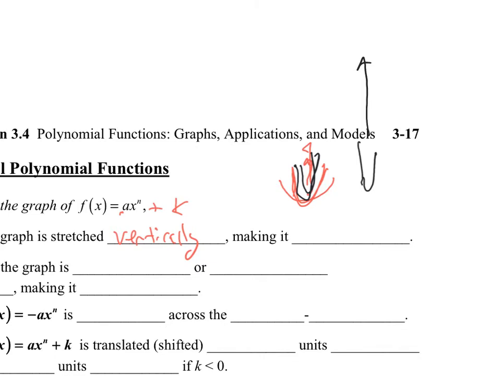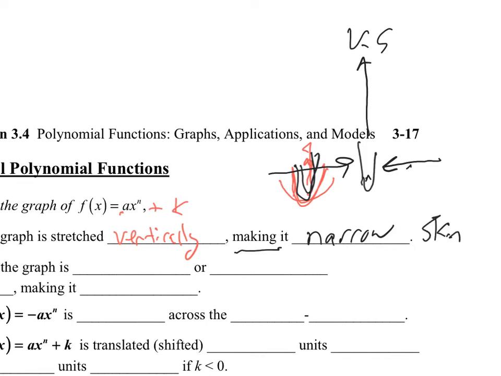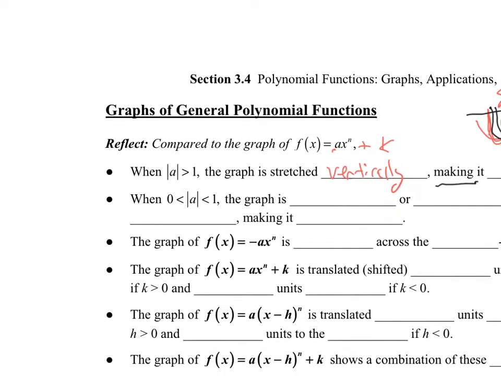So I don't want to say you're wrong, because you are right. It is shrinking horizontally. A vertical stretch shrinks it horizontally. I think the word they want you to say is it makes it narrow. I like to use the word skinny. When you pull something up and stretch it up, it makes it skinnier or narrower.